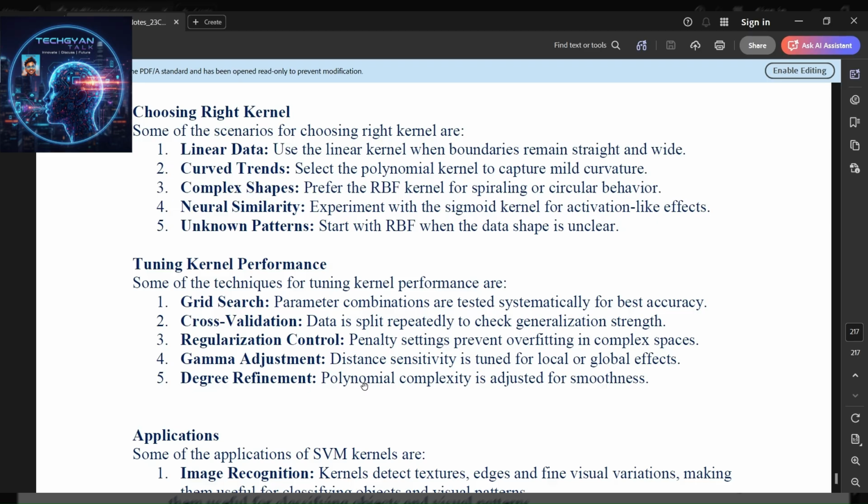Choosing the right kernel. Some of the scenarios for choosing the right kernel: for linear data, use the linear kernel when boundaries remain straight and wide. Curved trends, select the polynomial kernel to capture mild curvature. Complex shapes, prefer the RBF kernel for spiraling or circular behavior. Neural similarity, experiment with the sigmoid kernel for activation-like effects. Unknown patterns, start with RBF when the data shape is unknown.